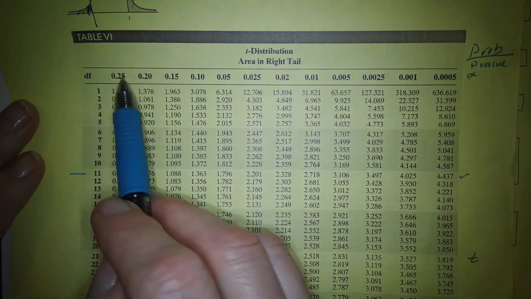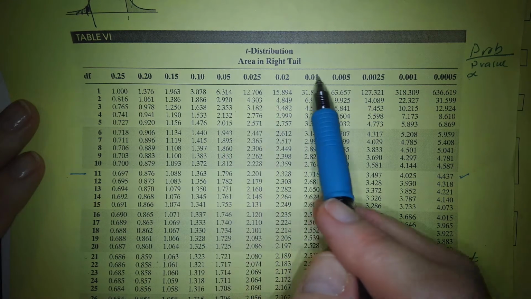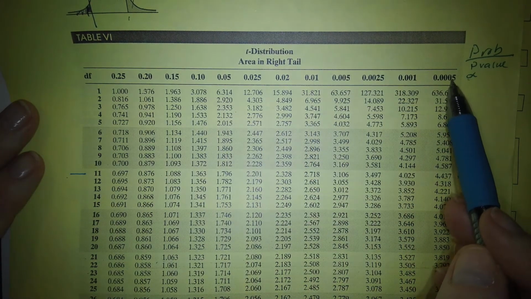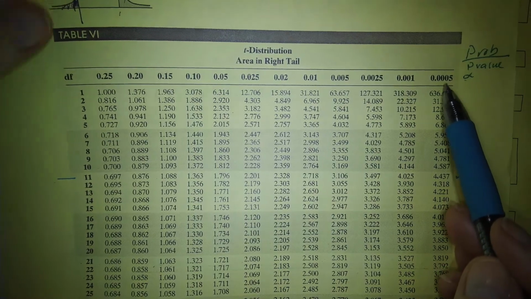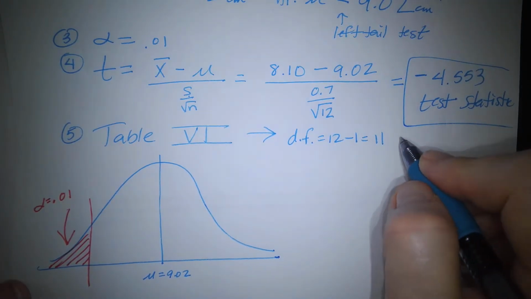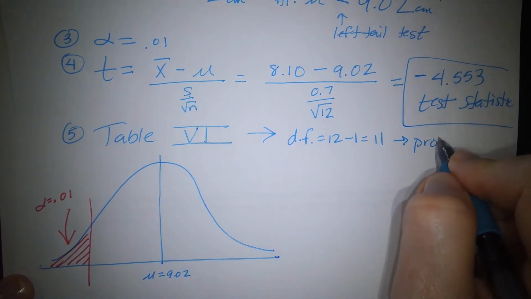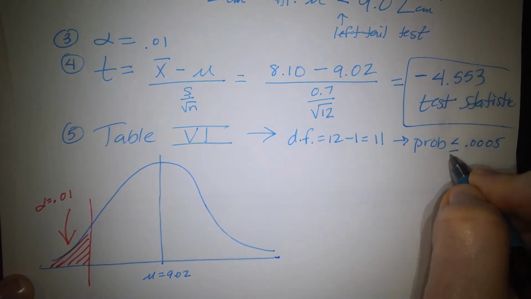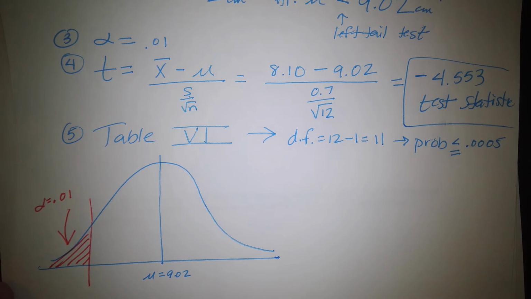Notice that my probabilities are getting smaller and smaller. So my probability is going to be even smaller than this number, 0.0005. So that means my probability is going to be something smaller than 0.0005. Or even if you assume it's that number, it's still going to be enough information.